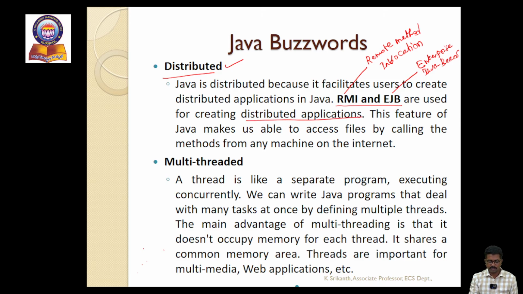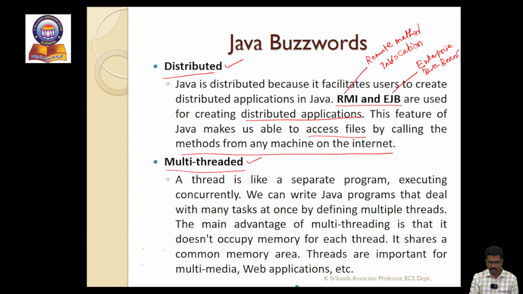This feature of Java makes us able to access files by calling the methods from any machine on the internet. Because of this feature, Java became very popular, where we can run our applications on the internet from any machine. Then a feature called multi-threaded is there, which is not there in C or C++.